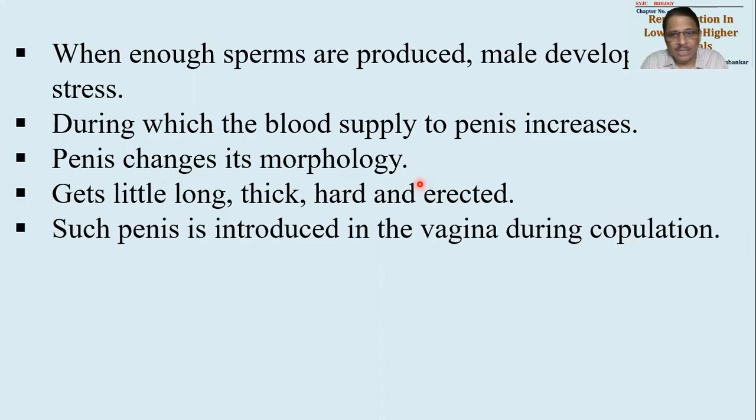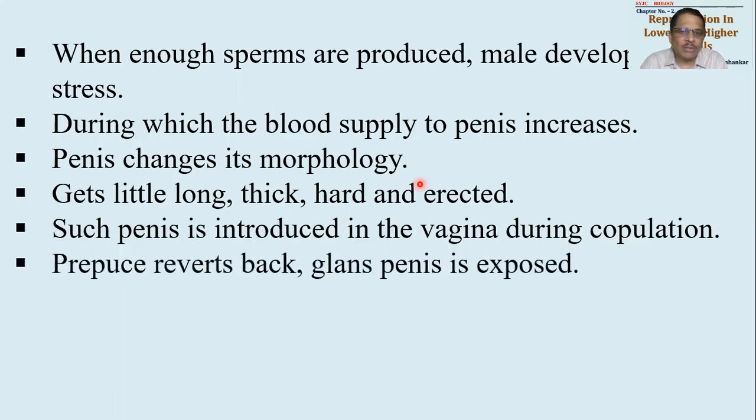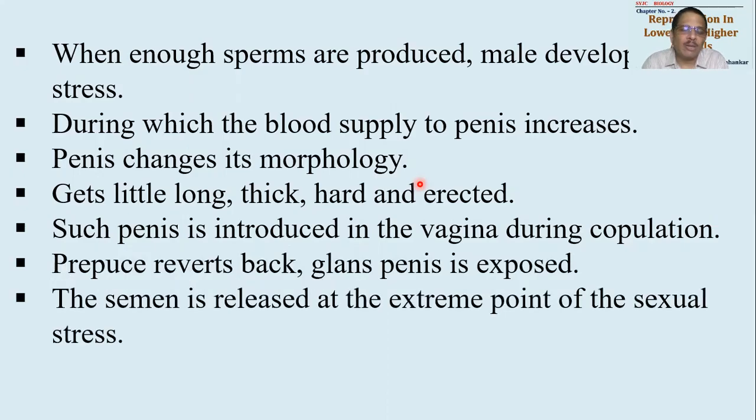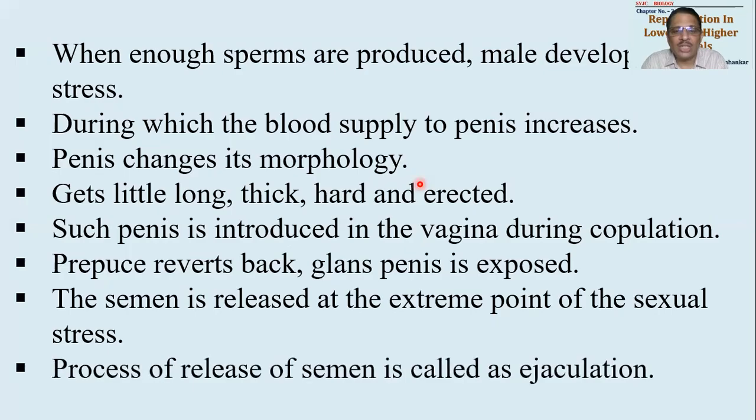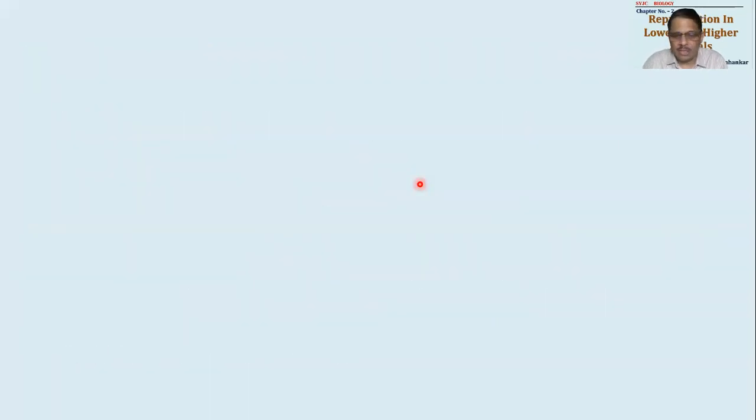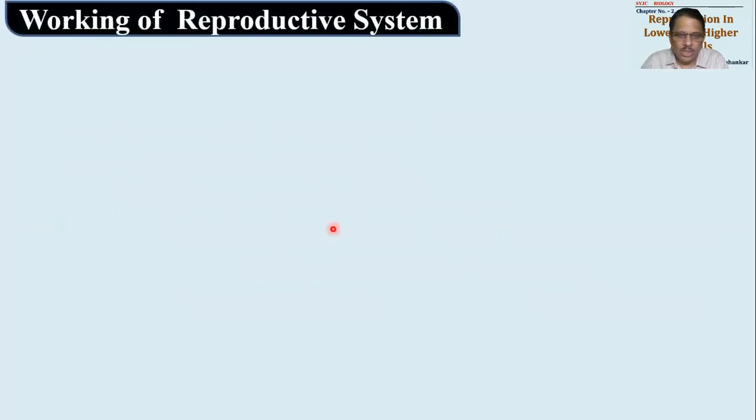Okay, ऐसा जो penis है, this penis will be introduced into the vagina during copulation if and when the chance is available. In good words we can say, whenever after marriage the chance is available, the copulation will take place and the penis will be introduced into the vagina, as a result of which the glans penis, I told you, is exposed because of reverting of the prepuce. The semen will be released. Okay, this release of semen at the extreme point of sexual excitation is very important. Release of semen is called ejaculation, and the amount of semen that is released is called ejaculum. Okay, तो ये दो चीजें बराबर से याद रखना.